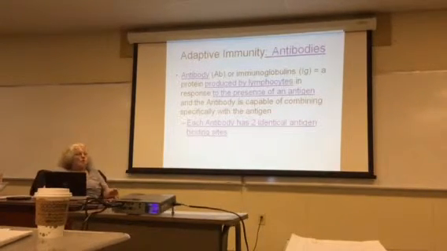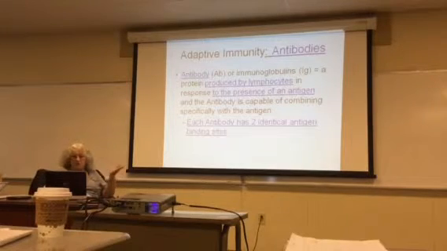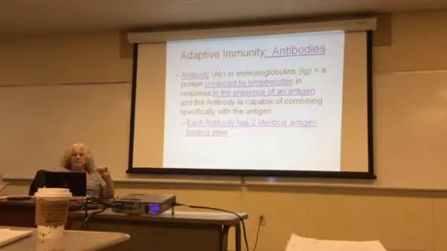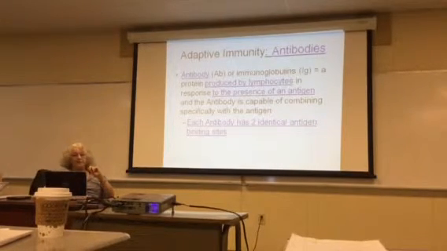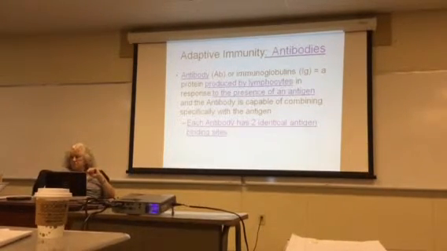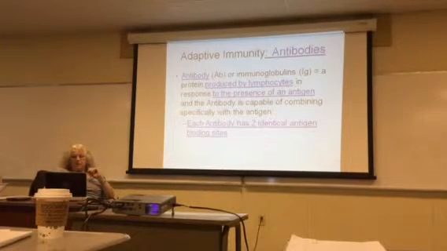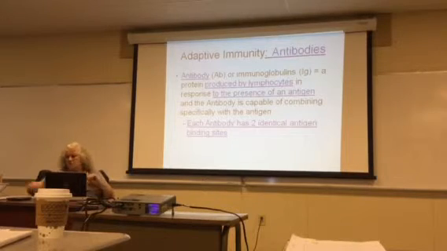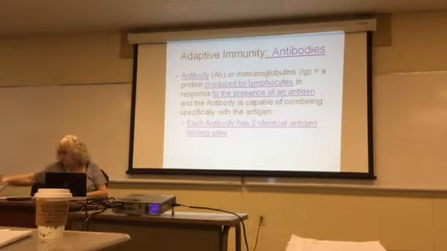Antibodies are also called immunoglobulins, abbreviated IG for immunoglobulin. It's a protein that is produced by lymphocytes in response to the presence of an antigen. That antibody is capable of combining with that antigen. Each antibody has two identical antigen binding sites.